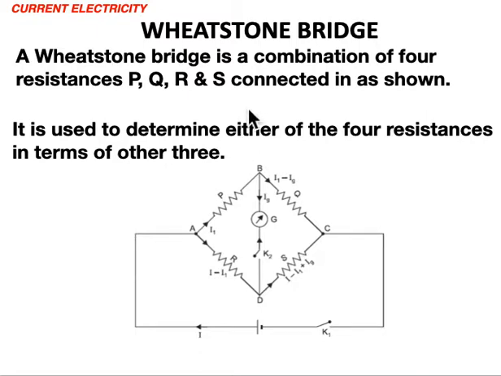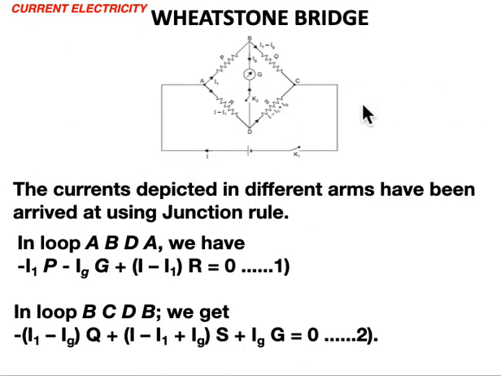Another very important electric circuit is Wheatstone bridge. It is a combination of 4 resistances, which we generally mark as P, Q, R and S, connected as shown. These are arms of a Wheatstone bridge. It is used to determine either of the 4 resistances in terms of the remaining 3 resistances. The diagram is again on the screen for your reference. Let us see what results it leads us to.